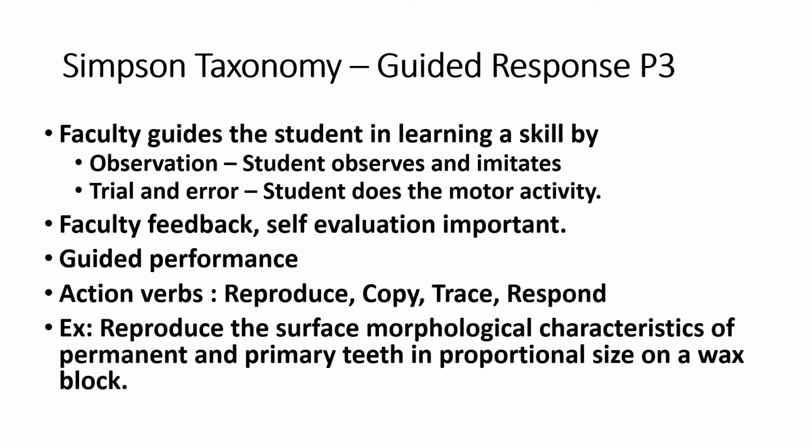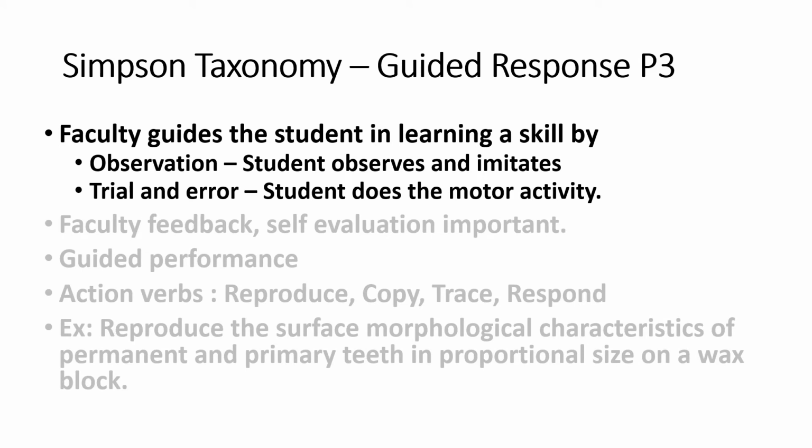As highlighted earlier, let me go to explaining the third level in Simpson taxonomy, guided response. There is the experienced teacher or faculty who knows the skill and is the pivot in this level of learning. This level has two phases. In the first, the student observes the motor activity performed by the teacher and tries to imitate it. In the second phase, the student does the activity and learns the skill by trial and error. There should be sufficient time for the trial and error to happen, and it could vary from student to student.